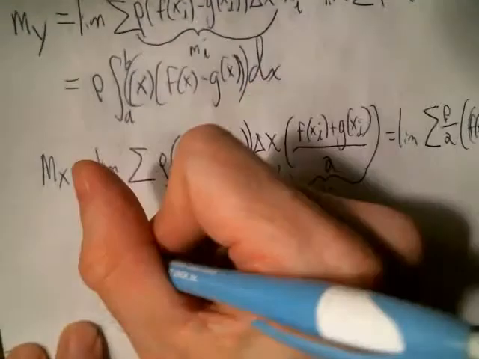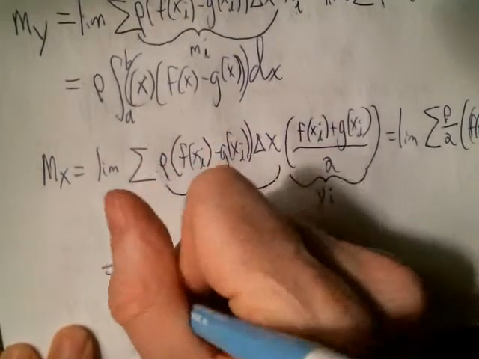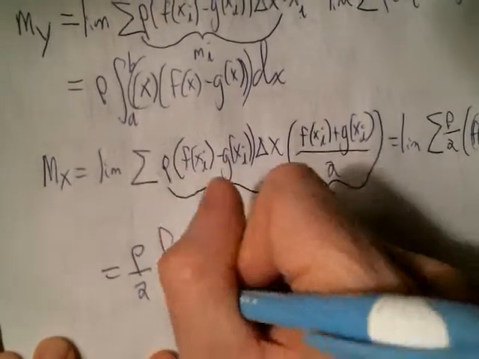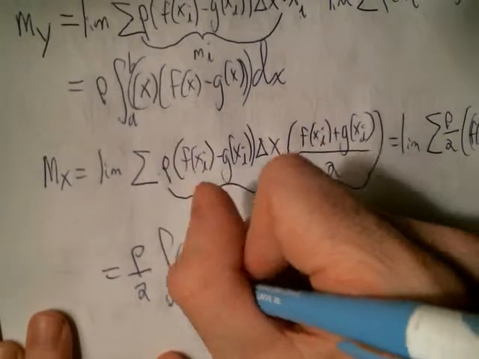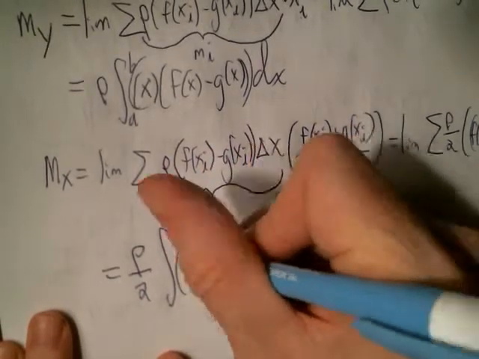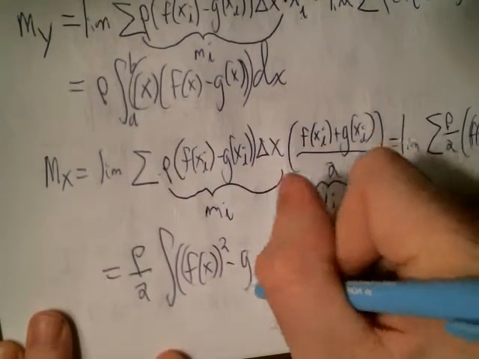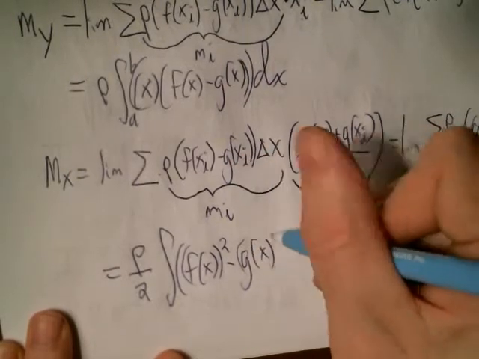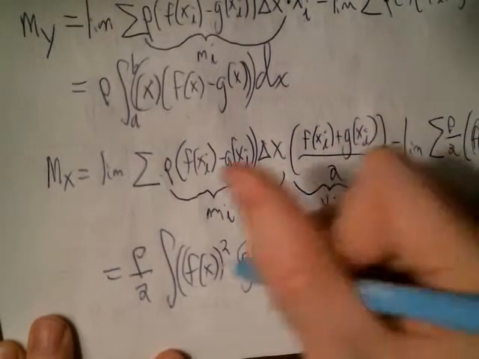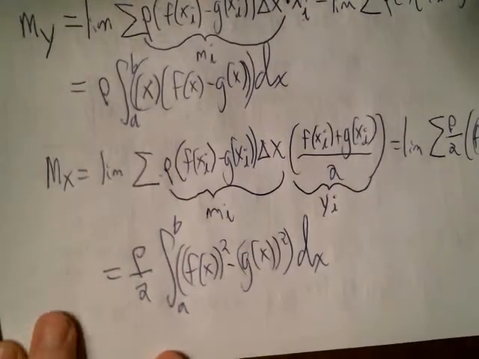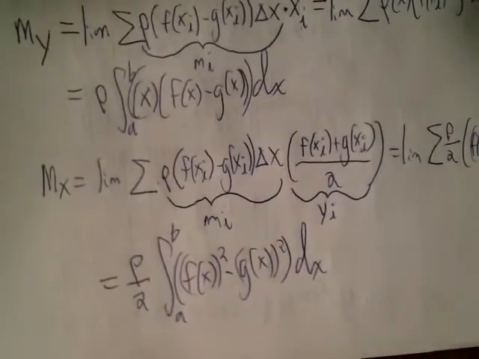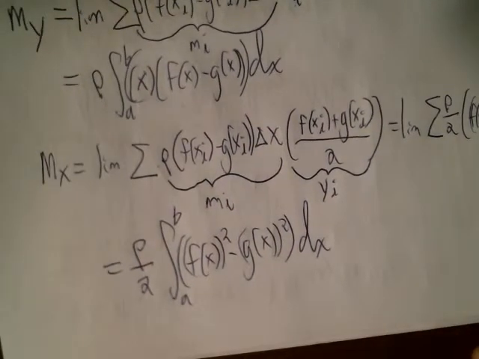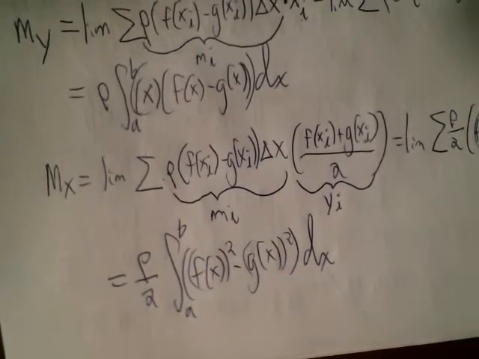And then finally, your formula du jour for the moment about the x-axis: rho over 2 times the integral of f of x squared minus g of x squared dx from a to b. Okay, and that's the deal. Those are our two formulas, and the rest is just a matter of plugging and chugging.